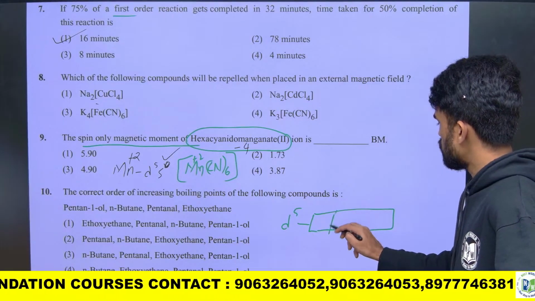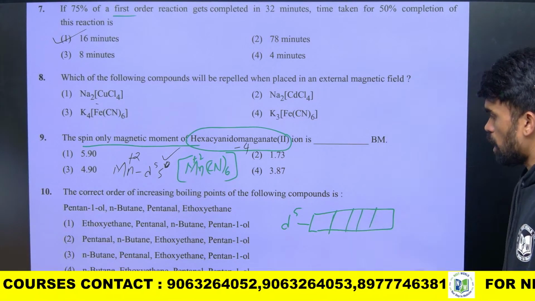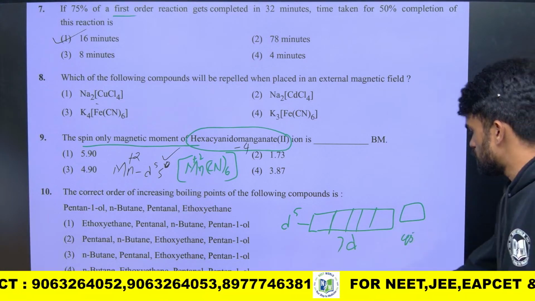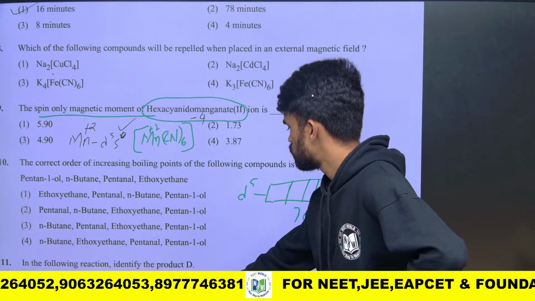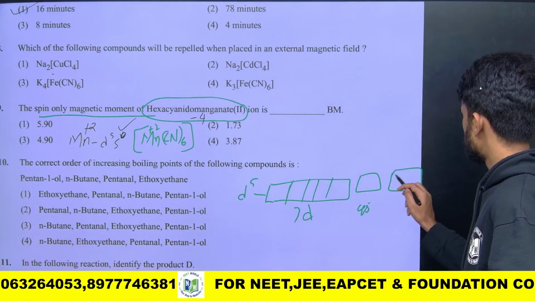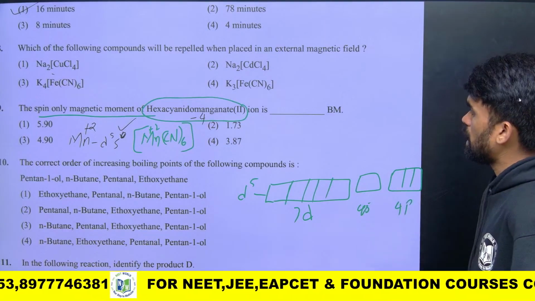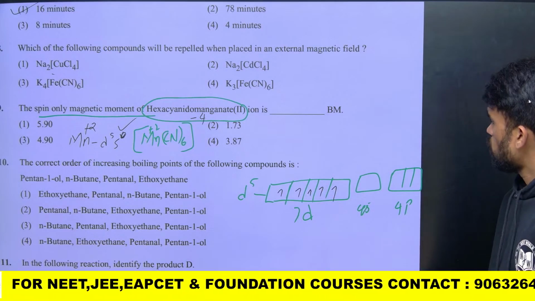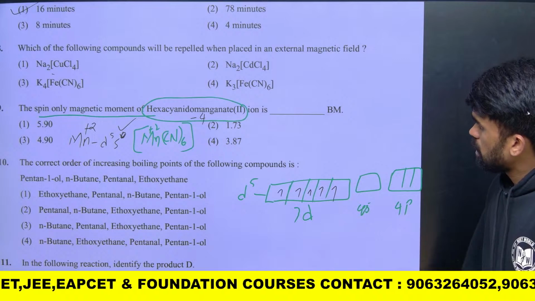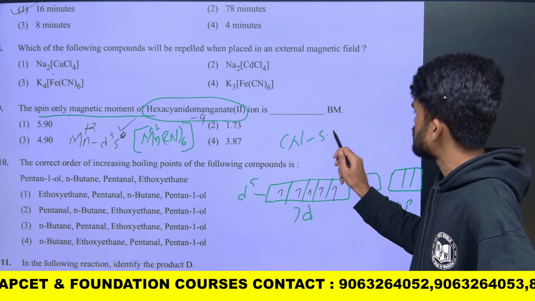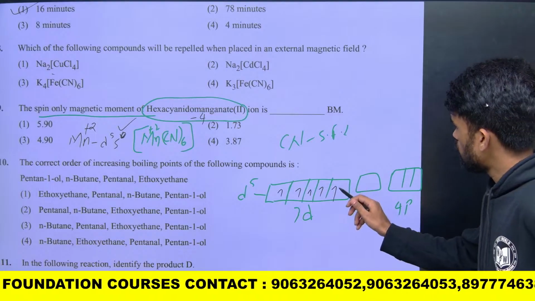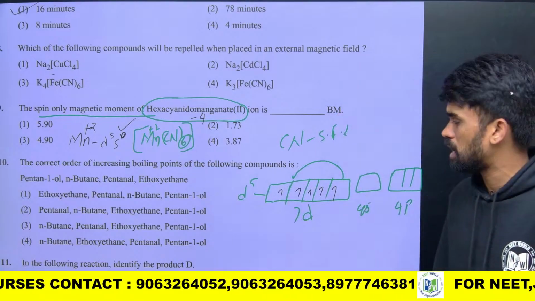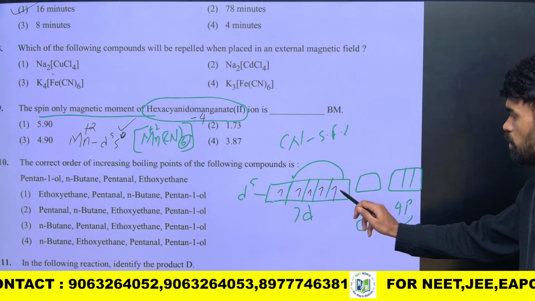I am writing 1, 2, 3, 4, 5 orbitals for 3d, next is 4s, and next we have 4p. Now how many electrons are there? 1, 2, 3, 4, 5. Five electrons are there. We know cyanide is a strong field ligand, SFL. It can pair up these electrons, but after pairing, how many orbitals are required? Six empty orbitals are required. Here we have 4, but the remaining 2 are required.